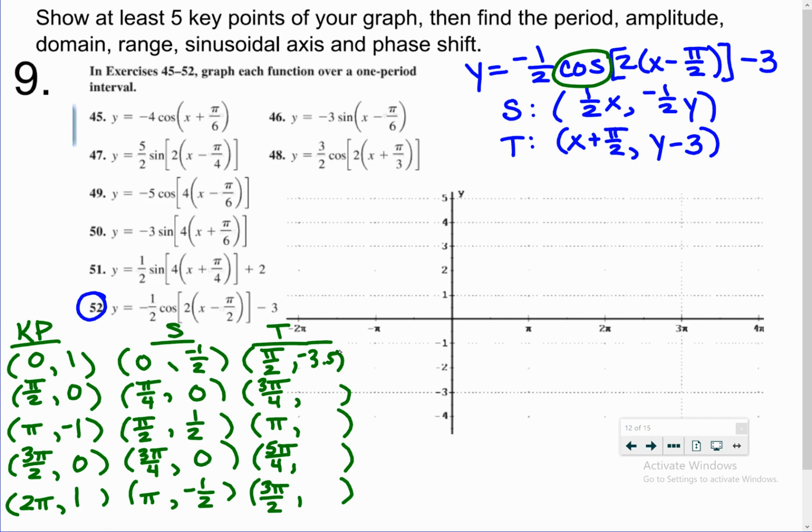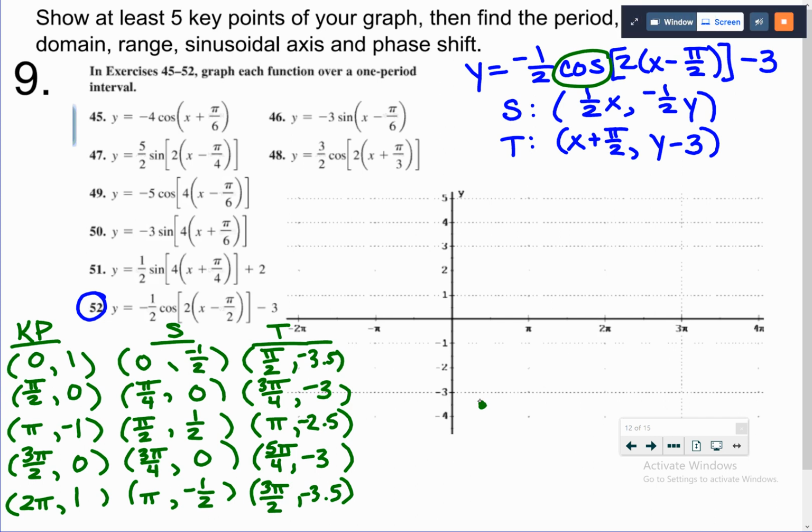Okay, 0 minus 3, -3, 1/2 minus 3, -2.5, -3, and -3.5. Okay, and then if you don't like how the axes are numbered, you can always change that if you feel like something would fit better. I think this one's okay. Pi over 2, I'm at -3.5.